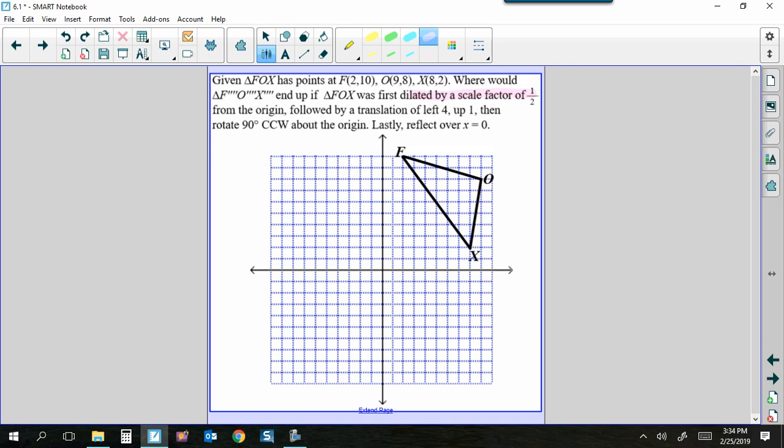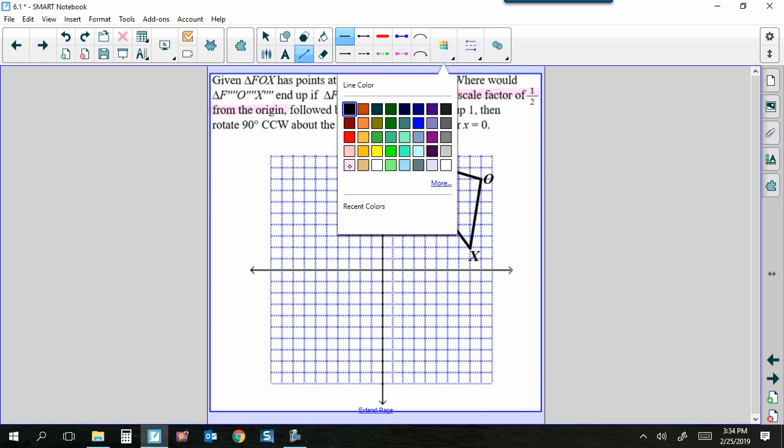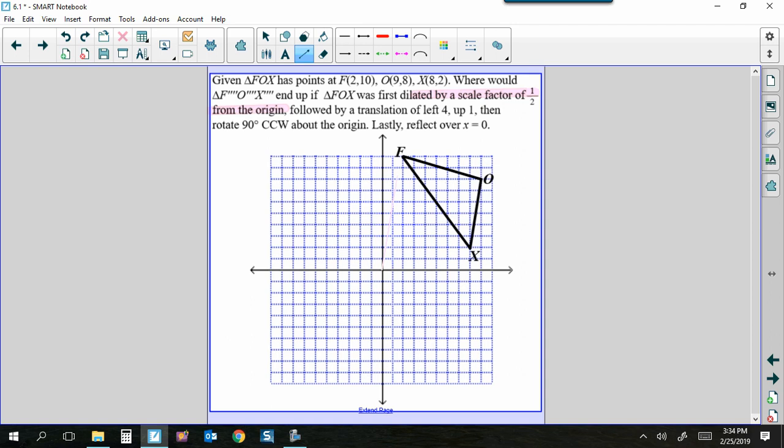So think about this. You need to look at how far away F is from the origin. So it is up 10 over 2. You need to go half of both of those. So half of up 10 is up 5. Half of over 2 is over 1. So F prime is going to end up right here at (1, 5).